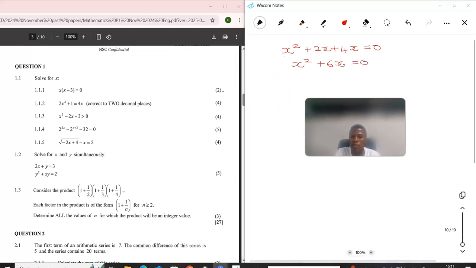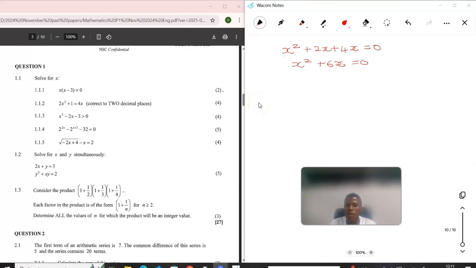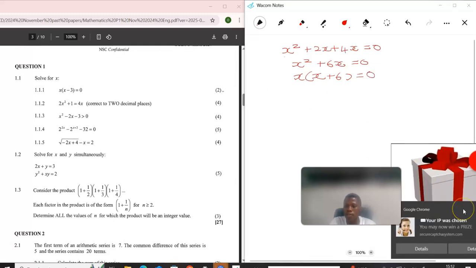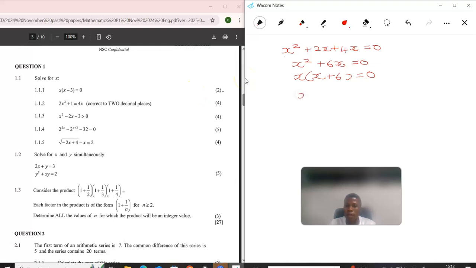Okay, fine. So we're going to take out the common factor, and the common factor is what? It is x. Therefore x will be left with only 1x, and here we will be left with only 2. Therefore x times x plus 2 is equal to 0. And this x will be equal to 0, or x plus 2 will be equal to 0. Therefore x will be -2.